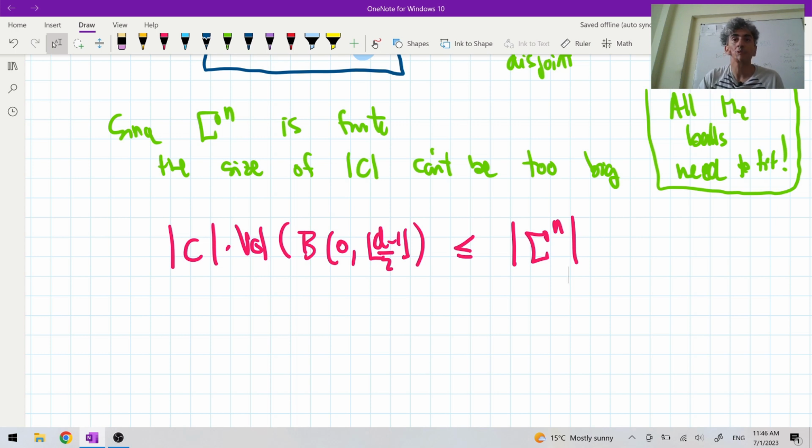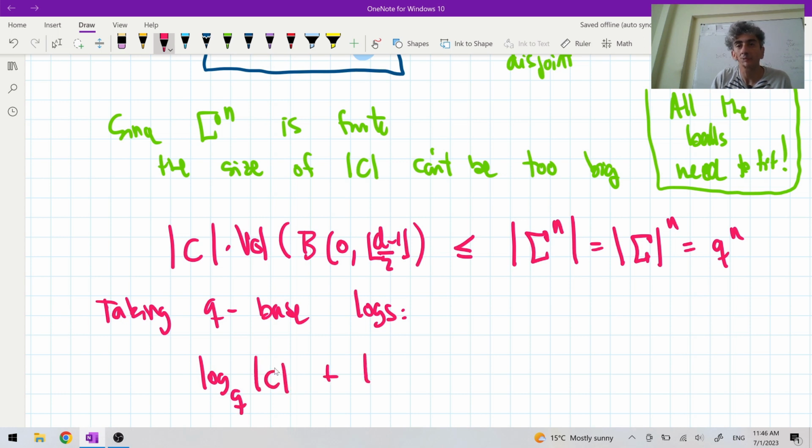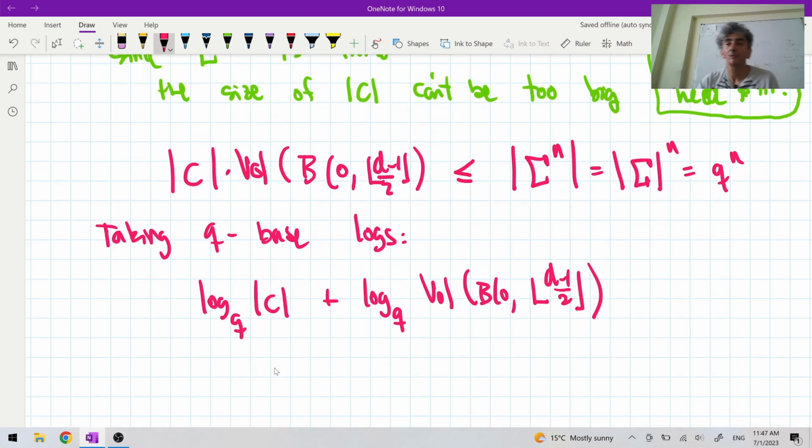And now there's a relation that will help us. This is actually sigma to the n, and this is q to the n. Taking q-base logarithms, we have the logarithm base q of the size of C plus the logarithm base q of the volume of the ball centered at 0 and radius (d minus 1) over 2. This needs to be less than or equal to n.